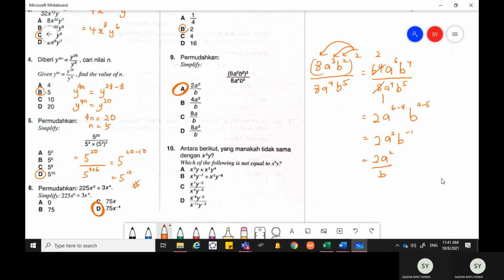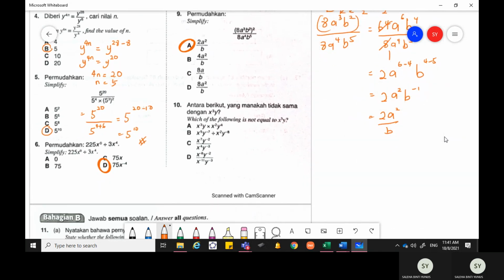Okay, last one for objective questions. So this one, which of the following is not equal to x cube y? So kita kena try one by one lah. So kita mula daripada atas. So dia nak x cube y. Okay, so the first one we have x cube y multiply with x squared y to the power of 4. So kalau kita ada multiply, as usual we have multiplication rule. So we just add up the power. So x dengan x, y dengan y.